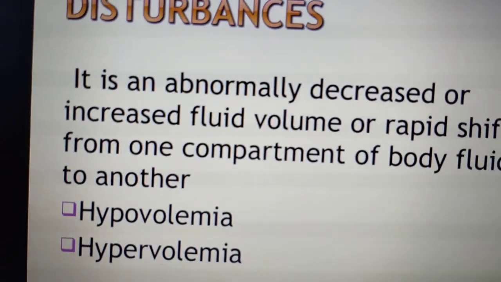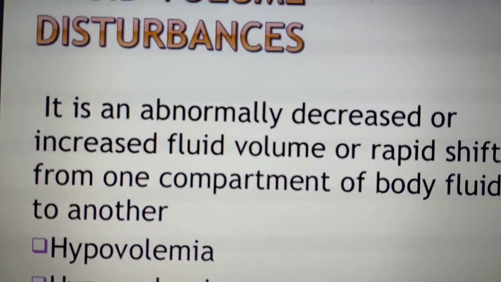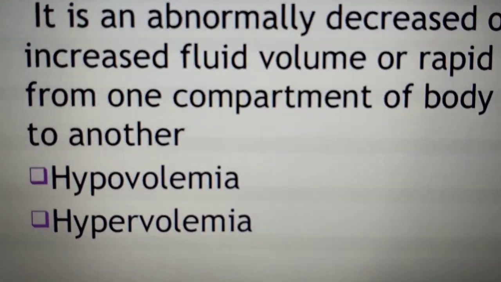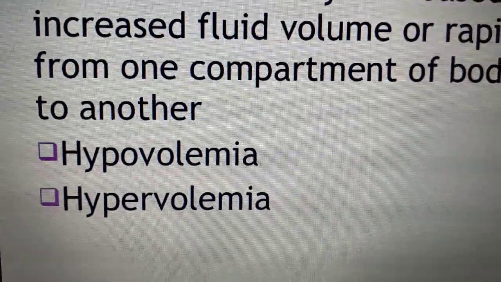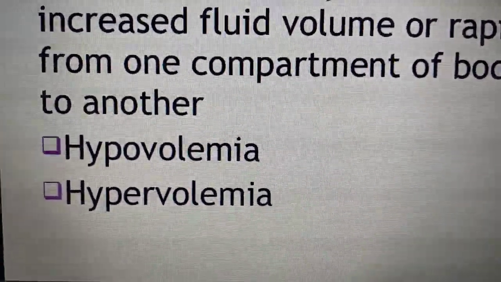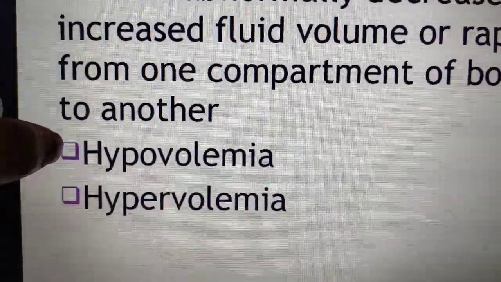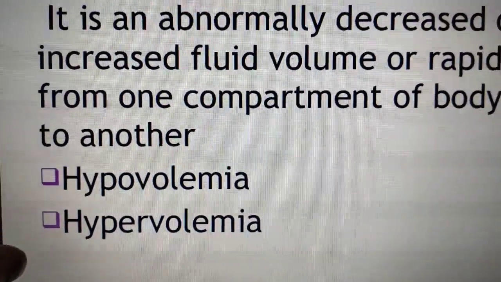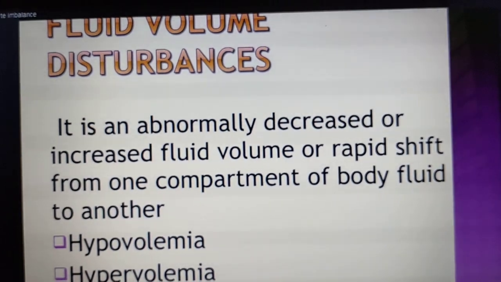See, what do you mean by fluid imbalance? It means any abnormality, a decrease or increase in the body fluid volume, that we call fluid volume disturbance. So what are the fluid volume disturbances? One is hypovolemia, another one is hypervolemia. Tell it with me once again, hypovolemia and hypervolemia. The name itself indicates what hypovolemia and hypervolemia mean, isn't it? Now we'll see what hypo and hypervolemia mean in detail.